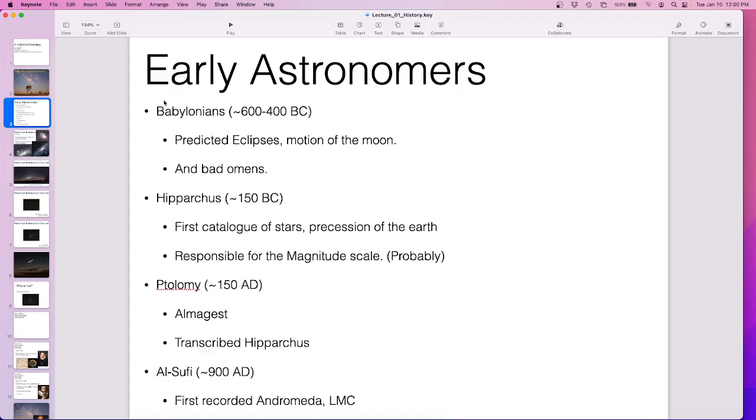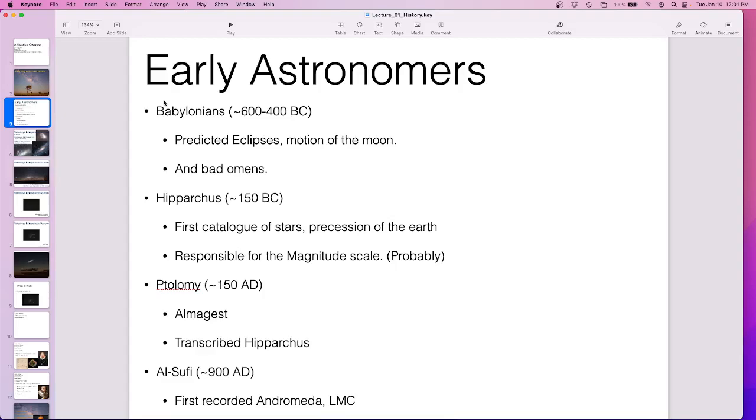So Hipparchus was the first person that really started writing things down. No, not the first person. Al-Sufi started writing things down earlier, but Hipparchus started writing down the planets and the stars, and is probably responsible for the magnitude scale that I will complain about incessantly throughout this class. Ptolemy, we don't actually have anything that Hipparchus wrote. We only have what Ptolemy wrote 300 years later.